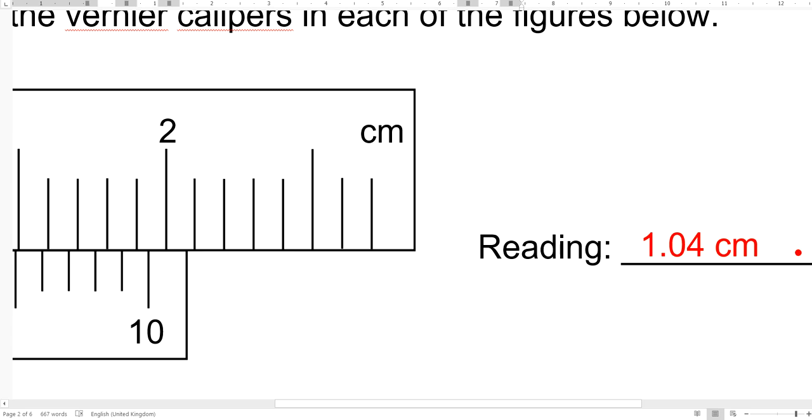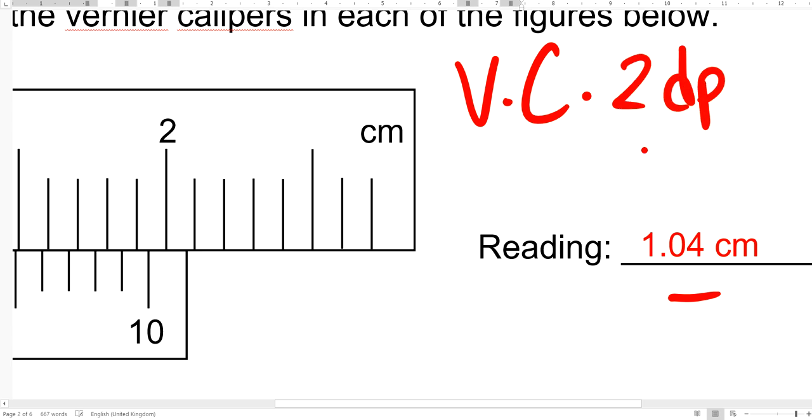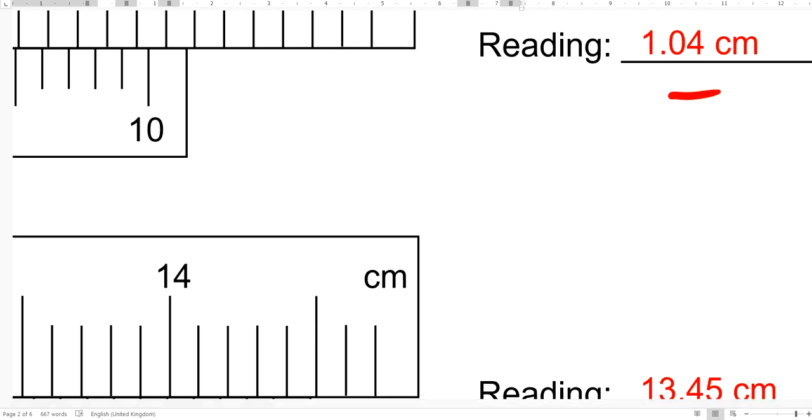Take note of the units. When you read from the vernier calipers, your answer must always be 2 dp in cm. Vernier calipers, the answer will always be 2 dp for cm. Always, always, always. Next one.